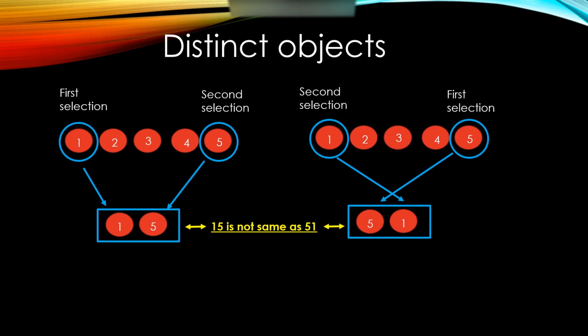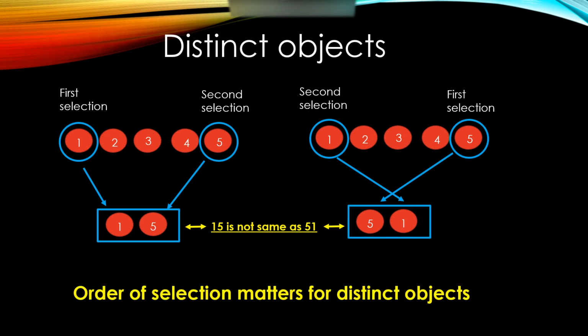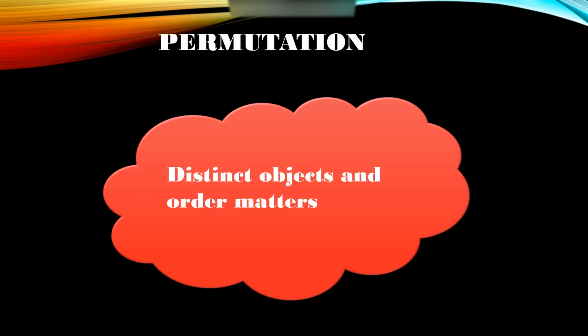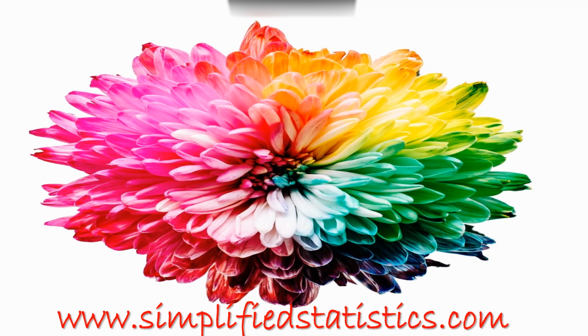This leads to a very important concept that order of selection is important when you are dealing with distinct objects, objects that are distinguishable. And the counting technique used in such a scenario is permutation. When you're dealing with distinct objects or a scenario where order matters, always make use of permutation. I hope this video was able to provide you some basic clarity about permutation and combination.